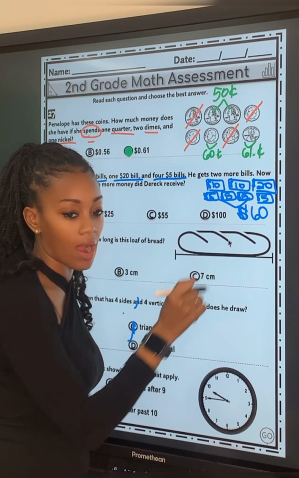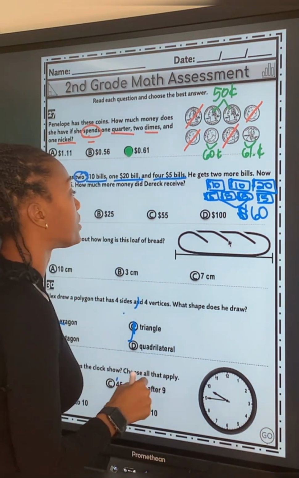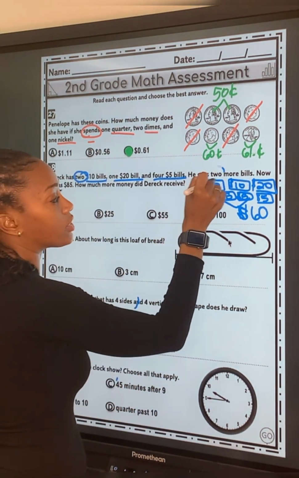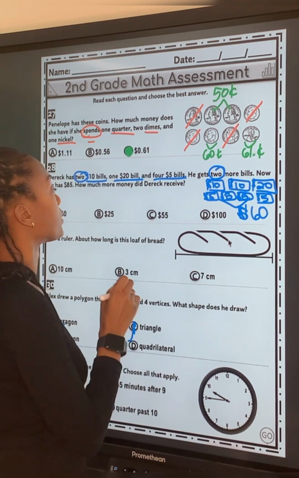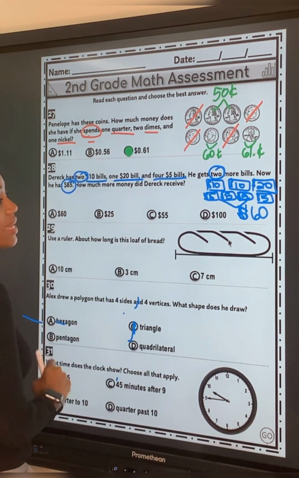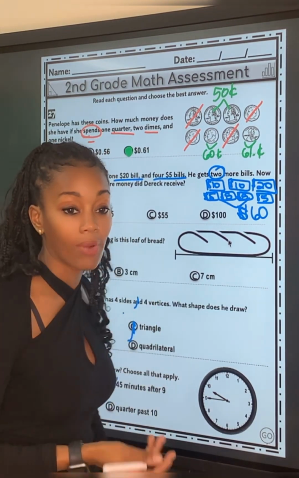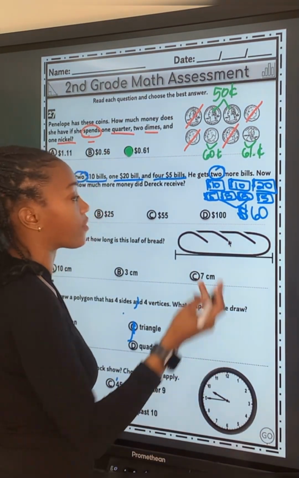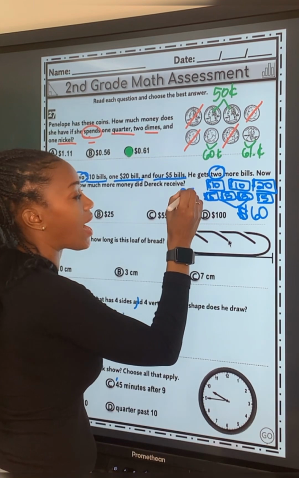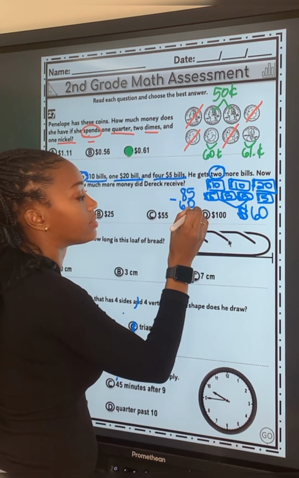But is that going to be our answer? No, it's not, because it says now he gets 2 more bills. And in total, he has $85. This is a subtraction problem. We have to find the difference of 85 and 60.